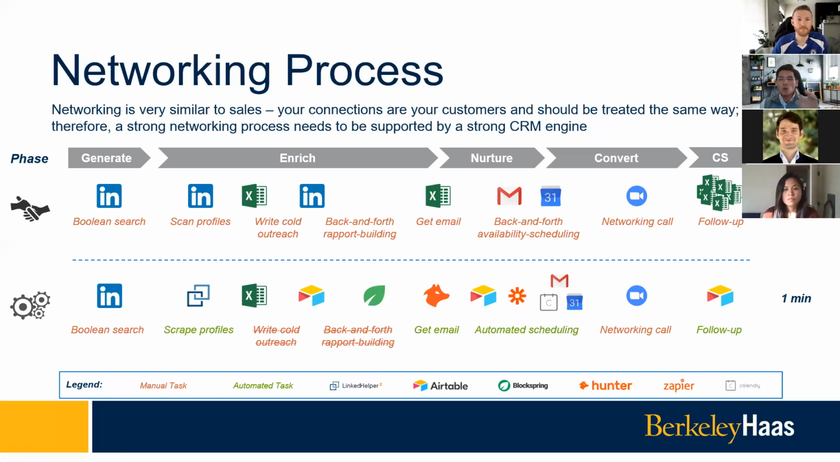Now, what does this look like if I were to automate it? Same thing, I will go into a LinkedIn Boolean search and see who I want, but instead of scanning it, I'm going to use Linked Helper to scrape the profiles automatically. Once the profiles are scraped, it goes into a CSV file, which is the only manual step. I still have to download it. But this time, instead of having it in Excel, I'm going to upload it into Airtable.